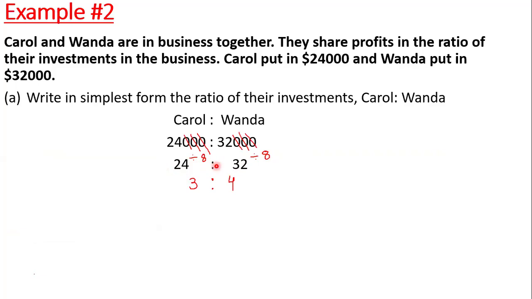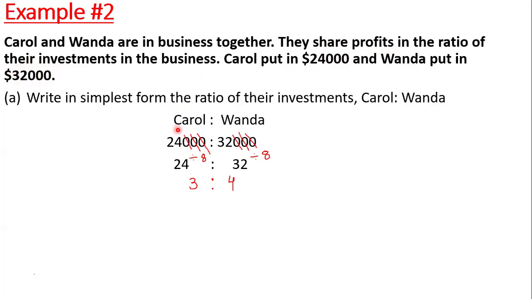Okay. So for Zion, Neely, the thing is that we have Carol and we have Wanda. They tell us that they want us to write this ratio in simplest form. What does that mean? That means we have to do Carol first since Carol came first. And she put in what? How much money did she put in, Zion? 24,000. And how much money did Wanda put in?